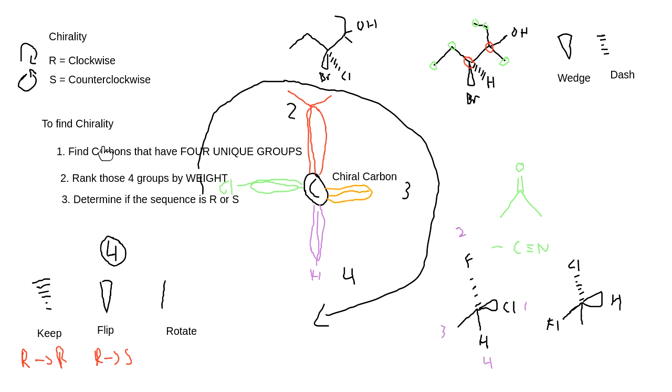Now that it's on a wedge, we're going to do our priority again. So once again, chlorine, fluorine, methyl, hydrogen. It looks like it's counterclockwise, and counterclockwise means S, but because our fourth group is on a wedge, we have to flip it.